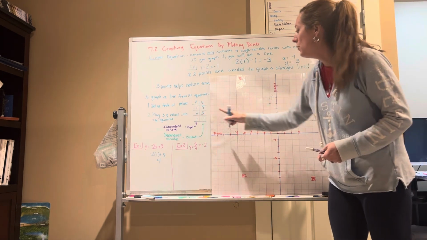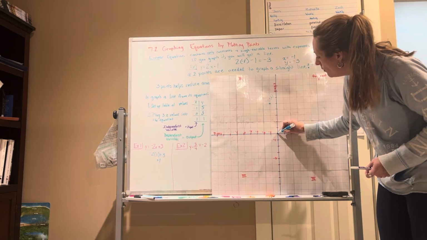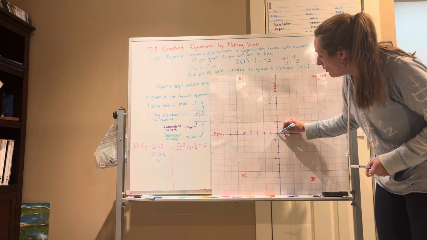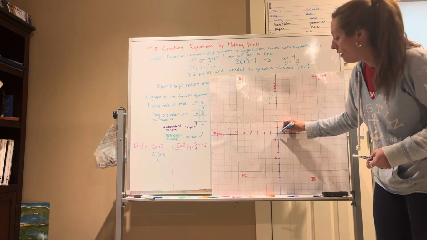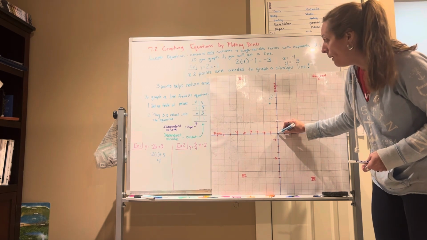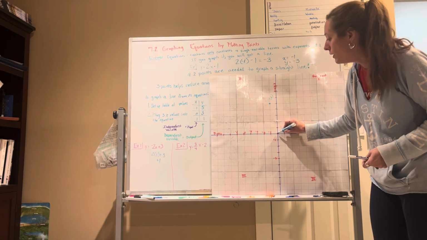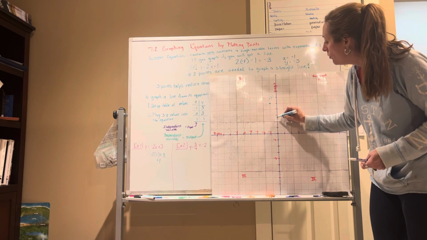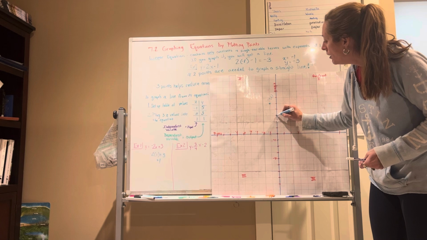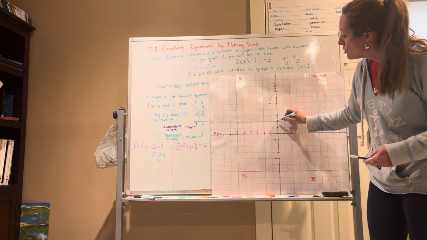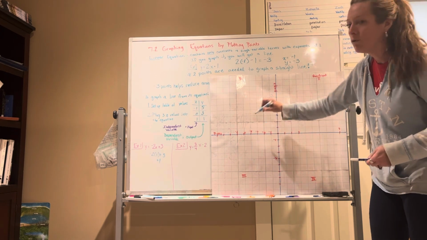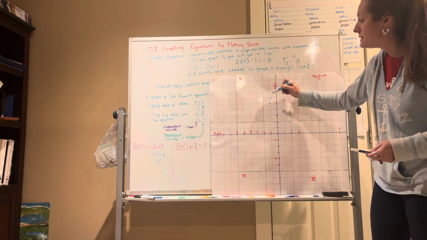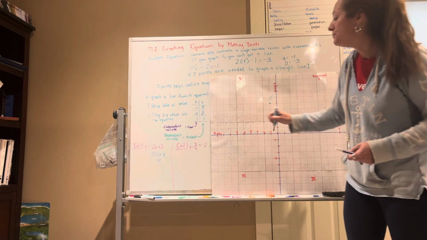Then we have 0, 3, 0. If the x value is 0, that means we don't have to go left or right at all. You can just go up or down depending on what the y value is. Well, the y value is a +3, so I'm going to go up 1, 2, 3. And then you just want to make sure you're not leaving dots all over as you're counting. So now I have 2 points on my graph.